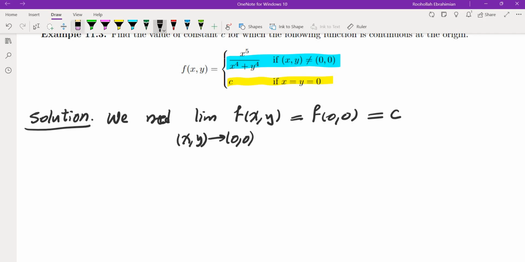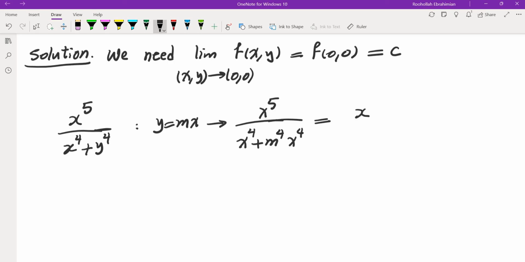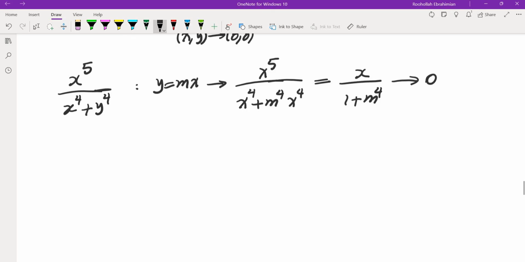So what we want to do is find the limit of f of (x, y) as (x, y) approaches the origin. So let's look at x to the fifth over x to the fourth plus y to the fourth. And we're going to have to find the limit of that. We can approach along different lines again to see what the limit is. So y equals mx gives us x to the fifth over x to the fourth plus m to the fourth x to the fourth. Simplifying, we get x over 1 plus m to the fourth, which gives us 0. So we suspect that the limit is in fact 0.